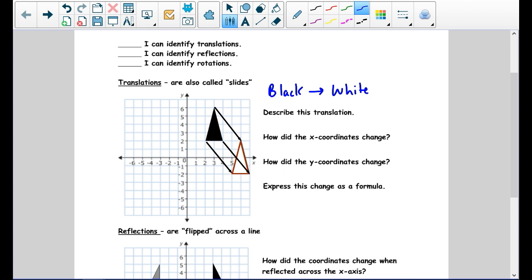Okay, so describing this translation, it's just a slide. It's just moving those values across. Okay, so moving each point to make this new triangle. Now, how do these x coordinates change? Well, my x values went from here over across. So it went right 3.